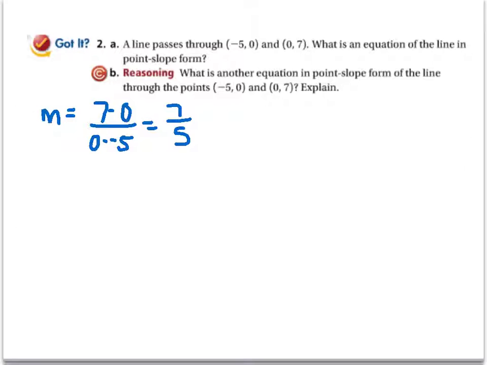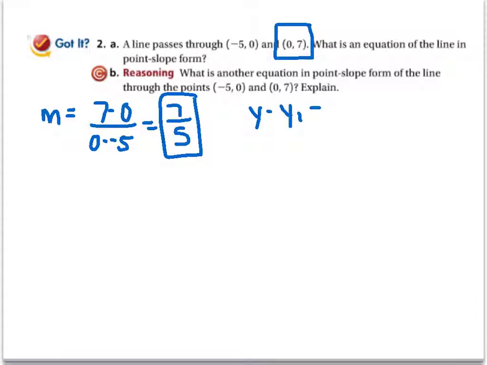Choose whichever ordered pair you want. Which one do you guys want? -5, 0 or 0, 7? 0, 7. I knew it. No one likes negatives. All right, so we're going to use 0, 7 as our point, and 7/5 as our slope.